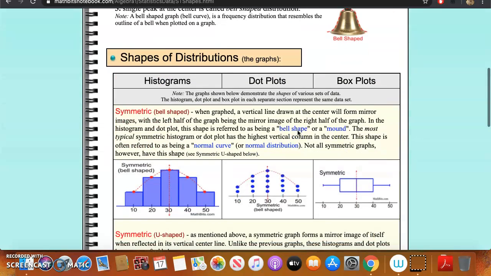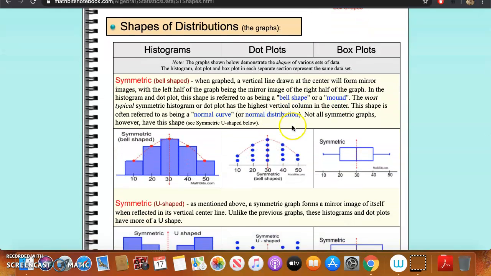Now, let's compare the shapes of distributions here. We have histograms, dot plots, and box plots, otherwise known as box and whisker plots, correct? You've probably seen this in either grammar school or junior high school. All three are ways of representing quantitative data, a distribution of data.